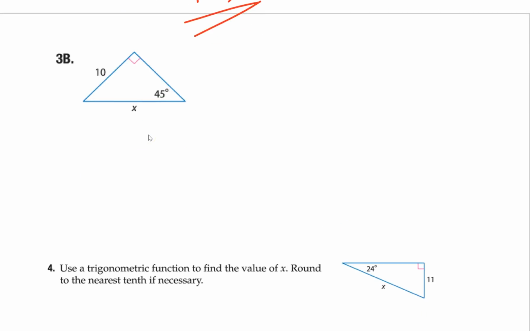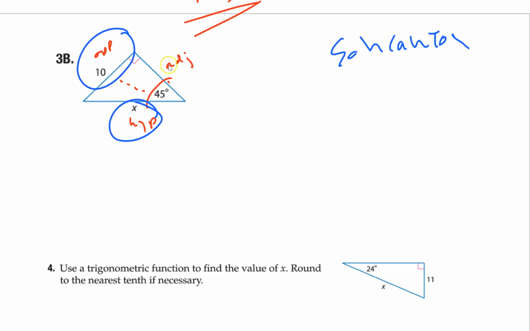So we're going to do the same thing here. Right? So let's label our sides. Here's opposite. Here's hypotenuse. Here's adjacent. So try to think, SOHCAHTOA, which one do I need to use? If you look, we're looking for hypotenuse and we have opposite. So OH, sine, my favorite.